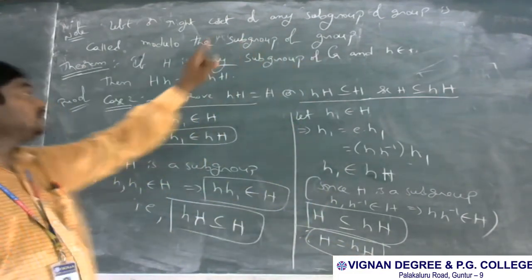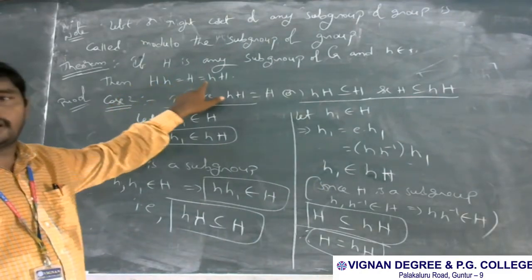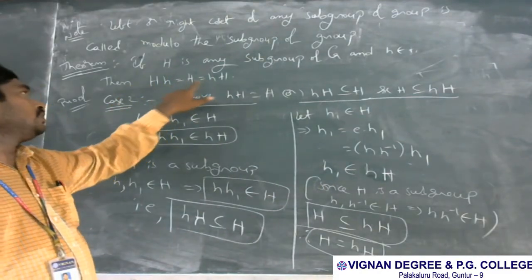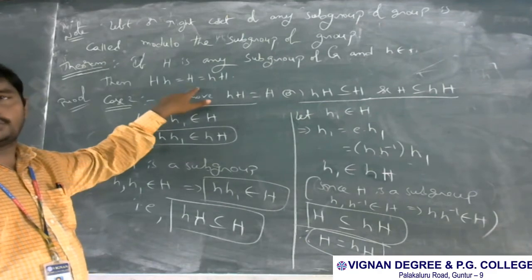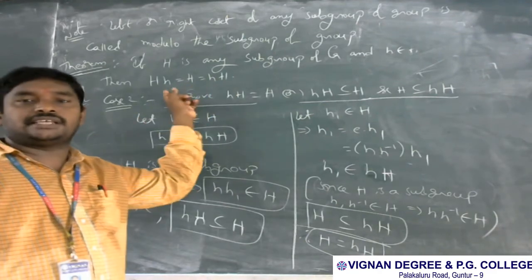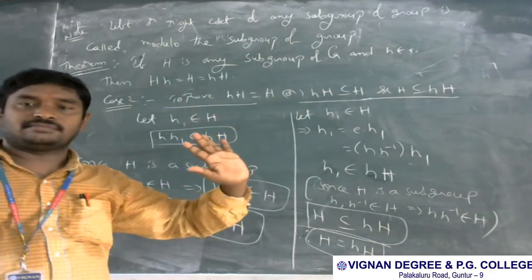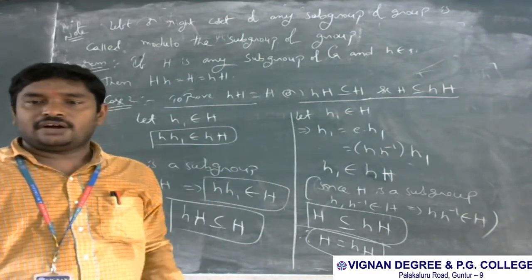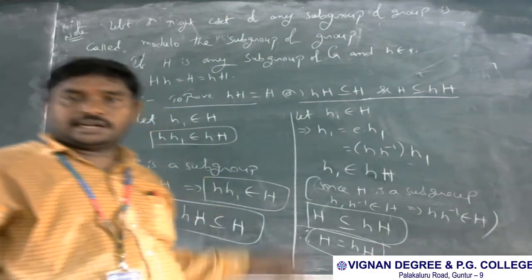In case 1, capital H into small h is equal to capital H. In case 2, small h into capital H is equal to capital H. So according to these two cases, we proved this theorem. Okay, friends? Any doubts about these steps?